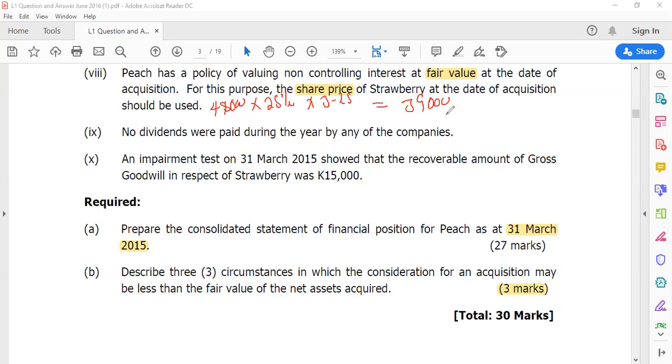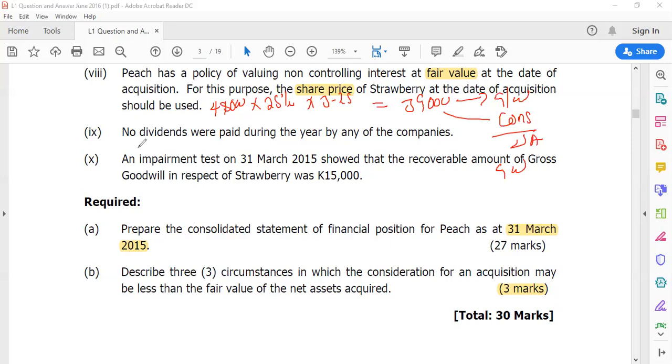This figure is going to help us to calculate our goodwill. We are going to add this figure to consideration. And then we are going to remove the net assets at acquisition to get our goodwill. That's the cost of that figure, 39,000.